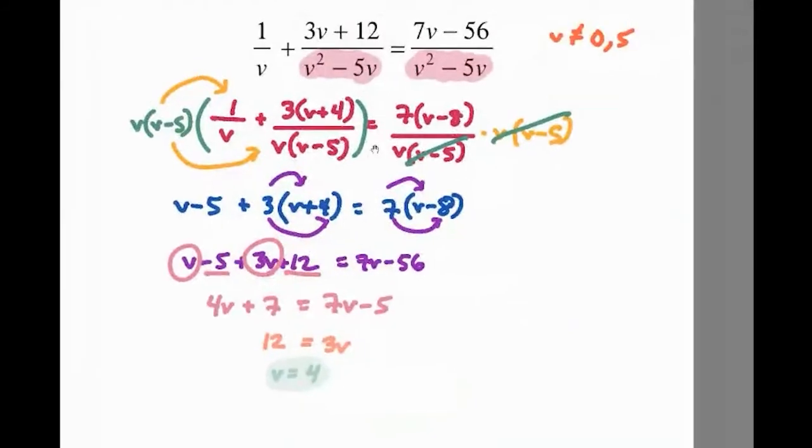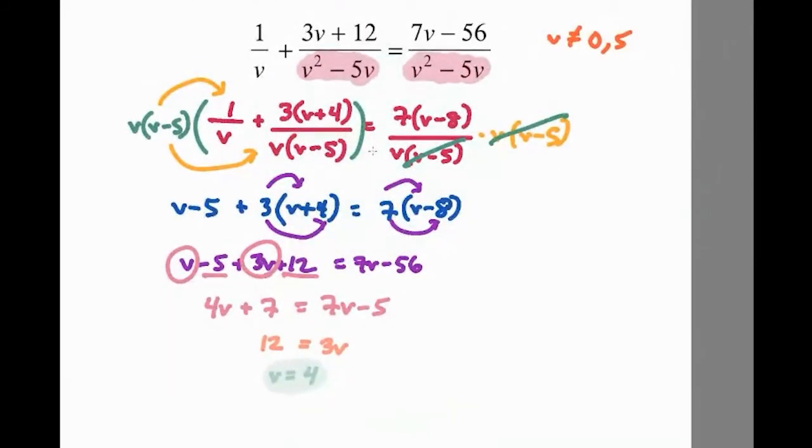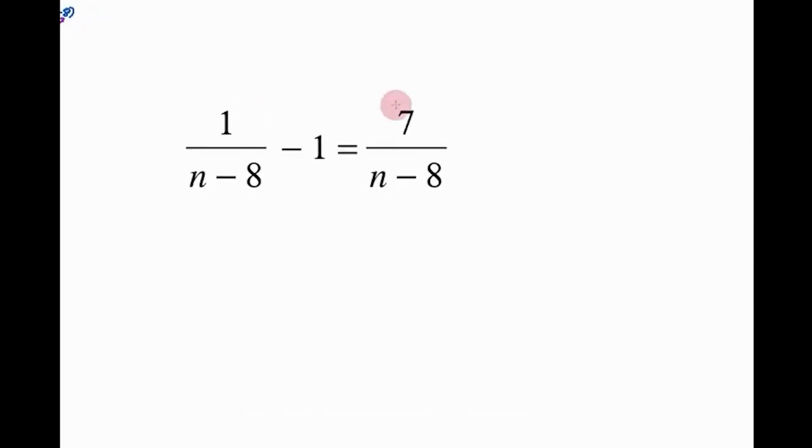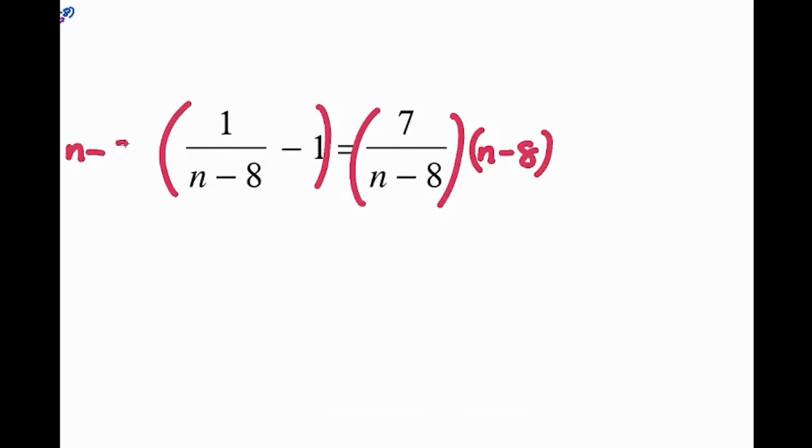Again, that main step is multiplying by the denominator. The rest of it should be pretty easy. First thing that you're going to want to do on this is multiply by those denominators, both sides. In this case, the denominator is n minus 8. So I'm going to multiply that on both sides and then multiply it on both sides over here.